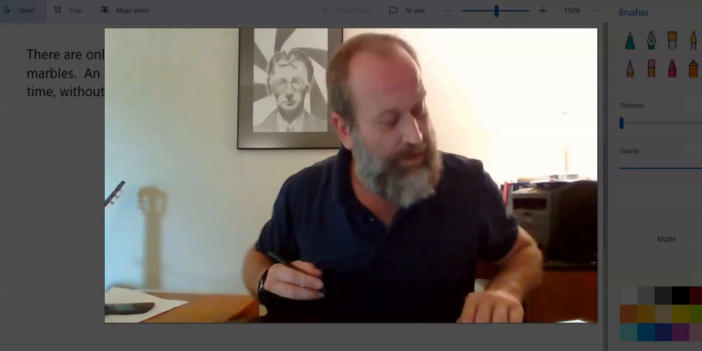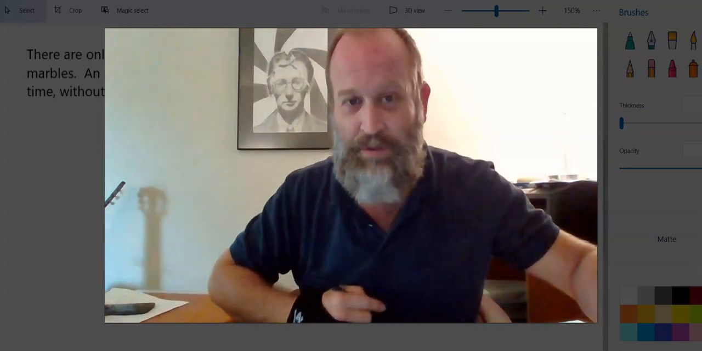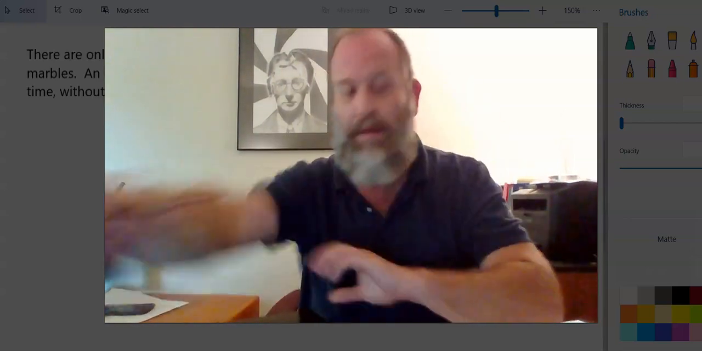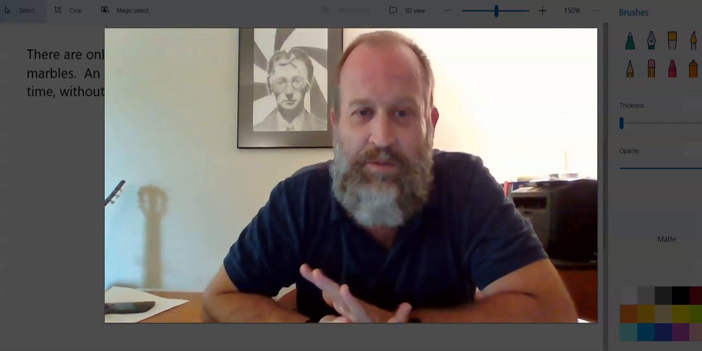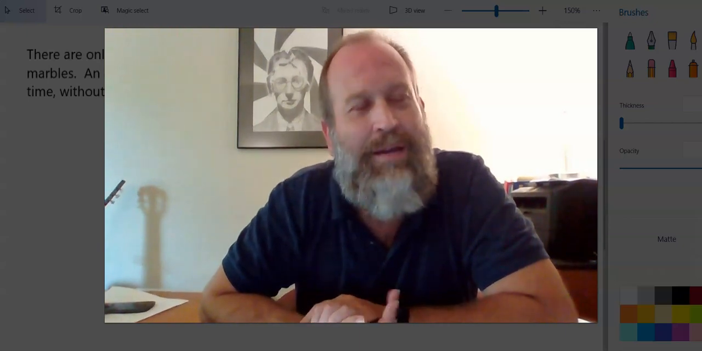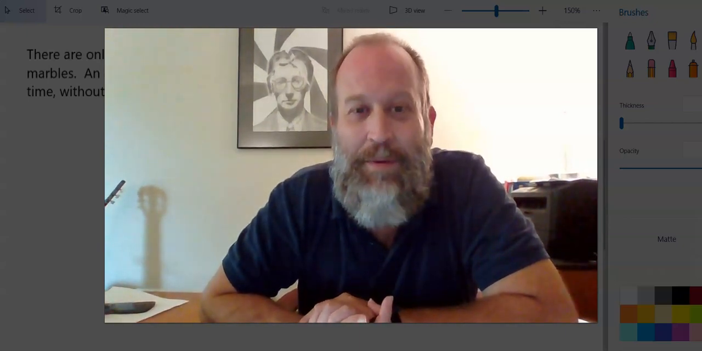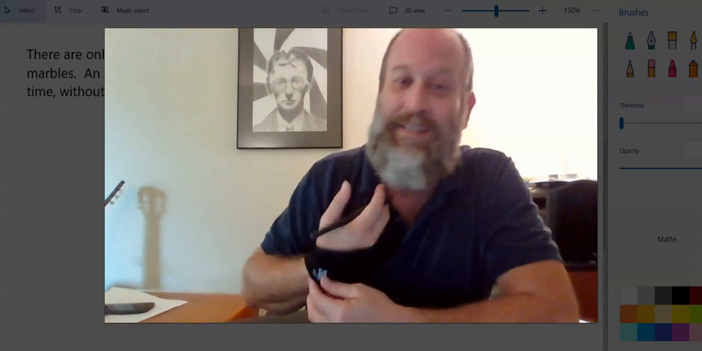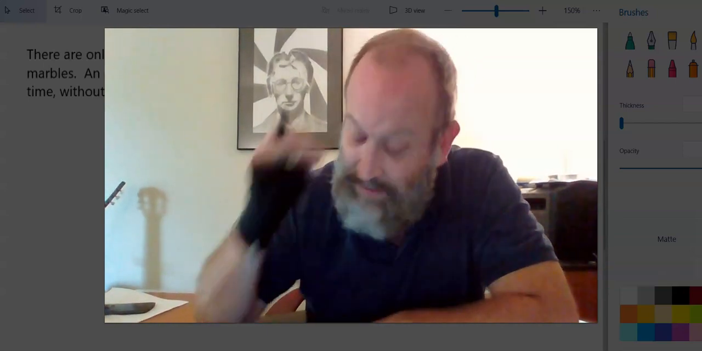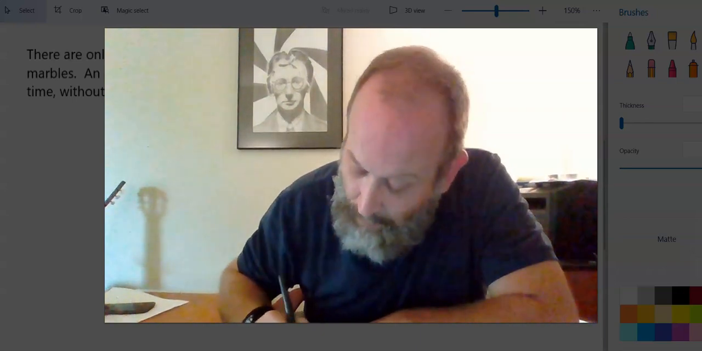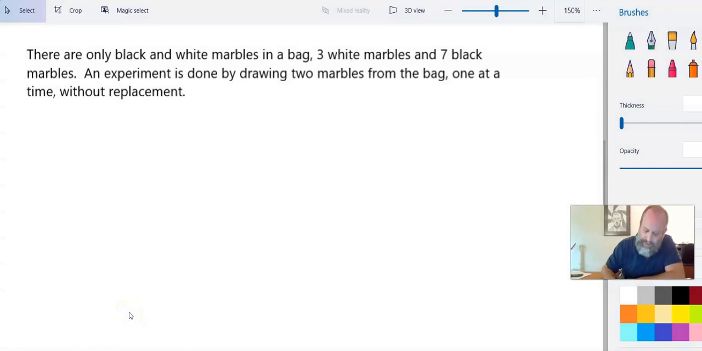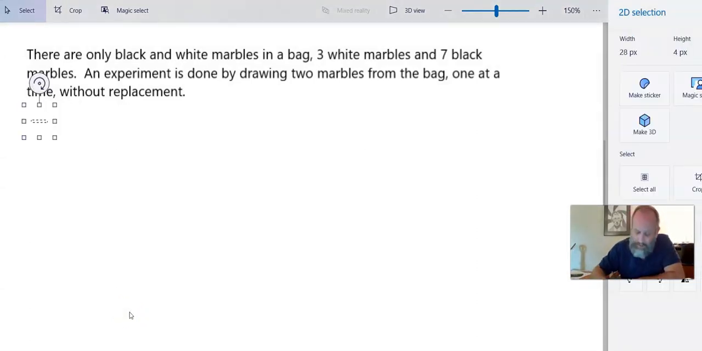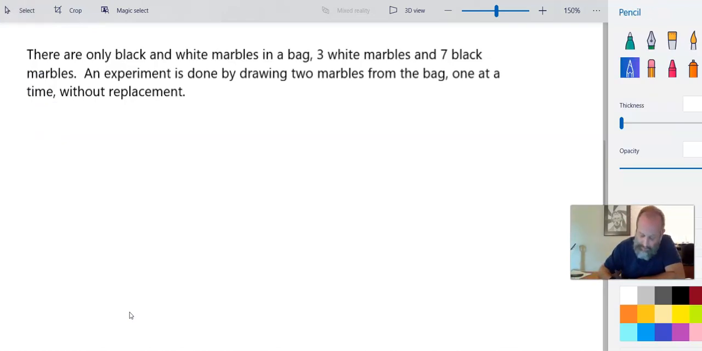So this is the second part of our discussion of multi-stage experiments. In this part, I'm just going to show you some different ways to organize this information. Some ways of representing them make certain things easier than others, and that's what I want to take a look at here. This time I want to look at a tree diagram.